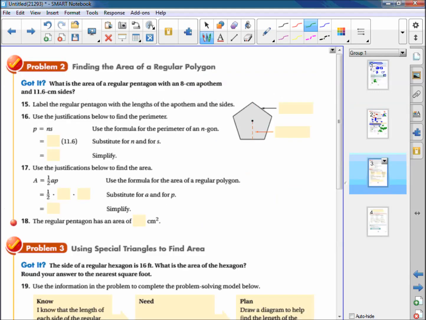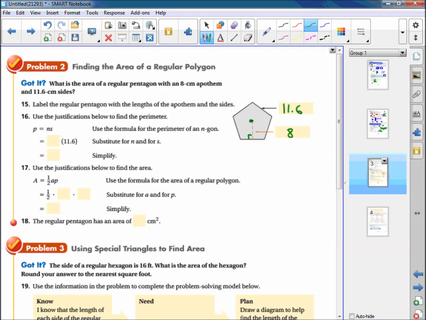All right, problem number 2, finding the area of a regular polygon. So what is the area of a regular pentagon with an 8 centimeter apothem and 11.6 centimeter sides? So all the sides are going to be 11.6. That's what makes it a regular polygon. Okay, all the sides are the same. And then the apothem, in this case, they tell us 8. So the apothem is drawn from the center of the regular polygon, so it forms a right angle with one of the sides. So in this case, there's actually 5 different apothems that we could have drawn. All right, so use the justifications below to find the perimeter. So our perimeter is equal to n times s.